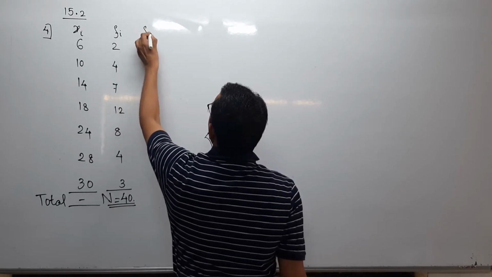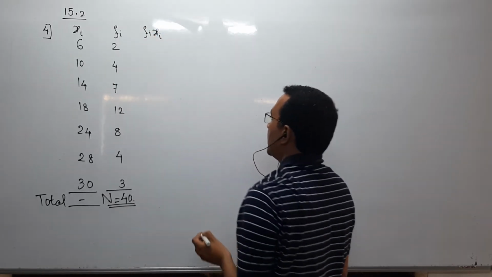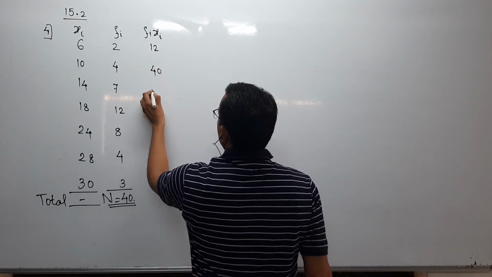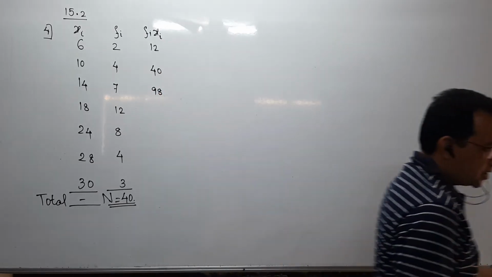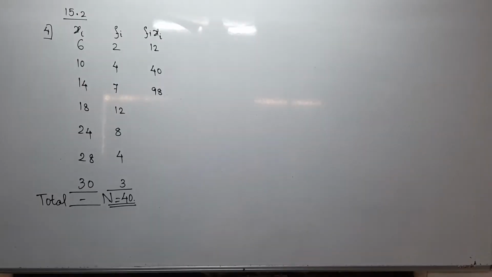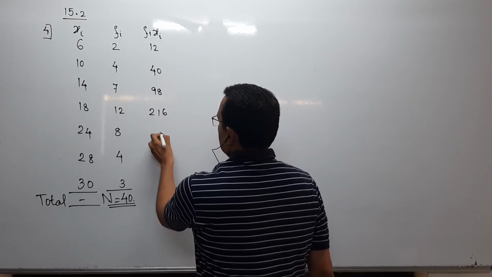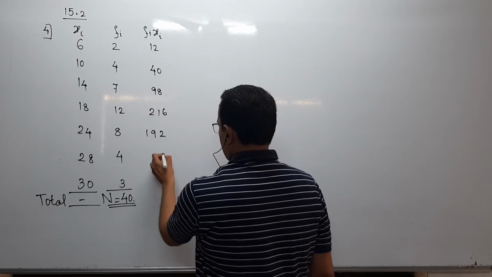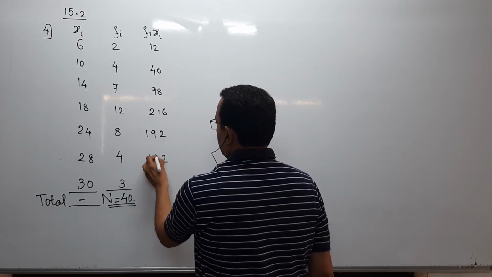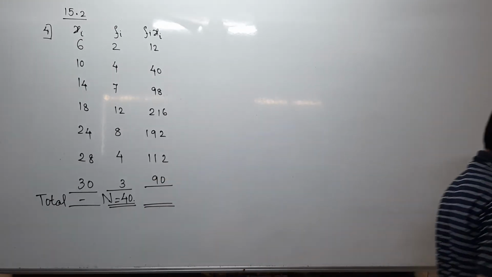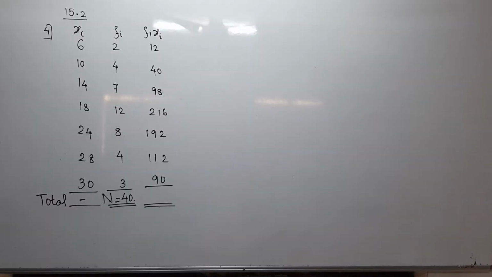To operate mean, I need the column of fi xi. 6 into 2, 12. 10 into 4, 40. 14 into 7 is 98. Then students, 18 into 12, 216. 24 into 8, 192. 28 into 4, 112. And 30 into 3 is 90. So if I go for the total of fi xi, that total comes out to be 760.